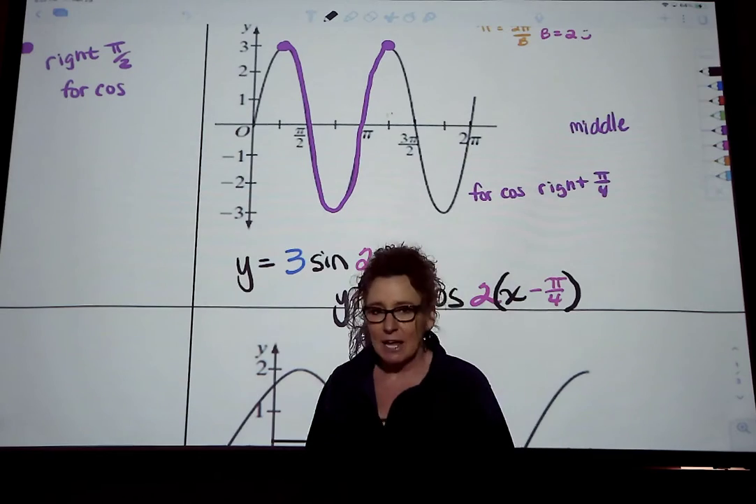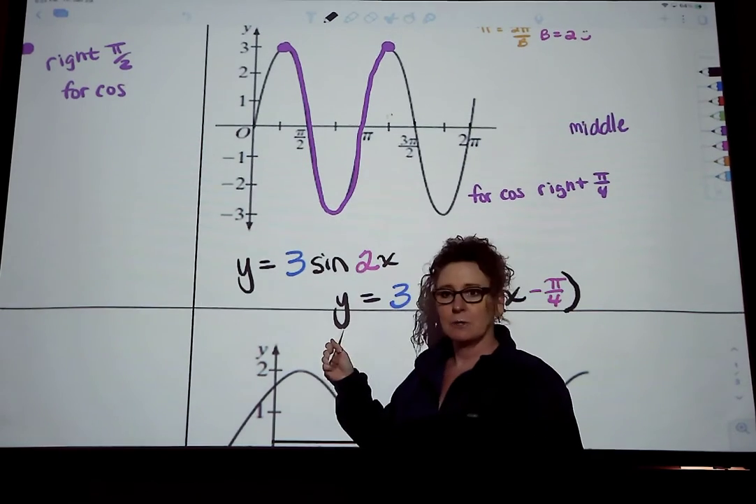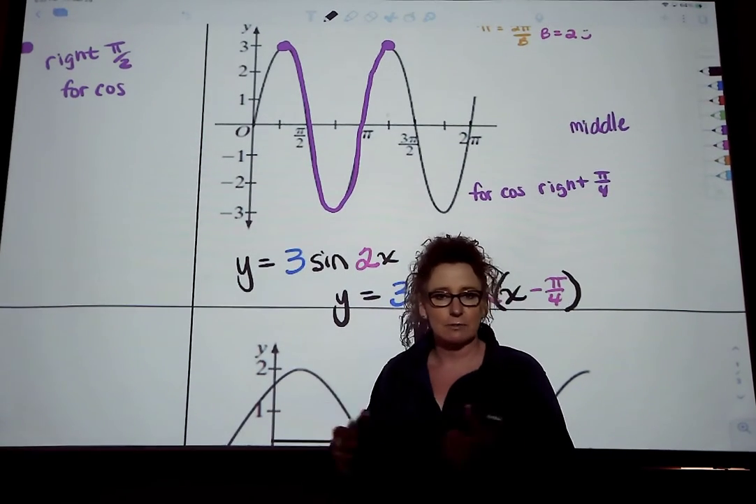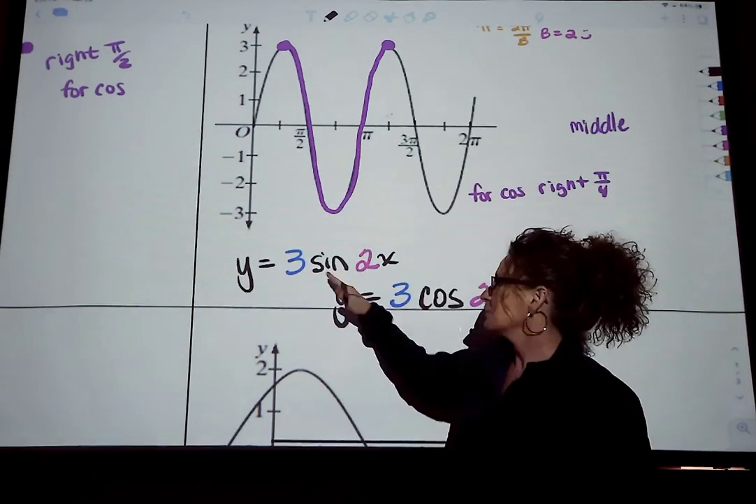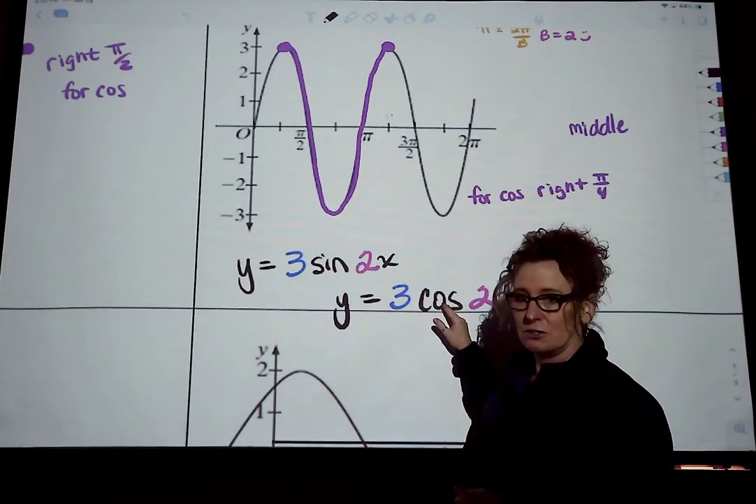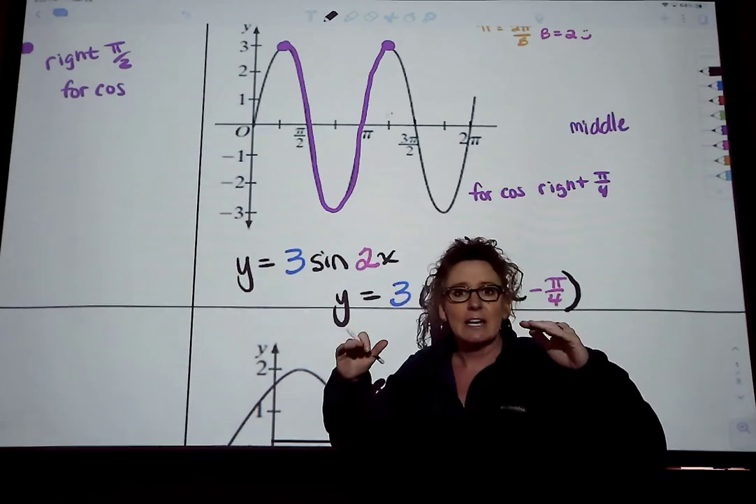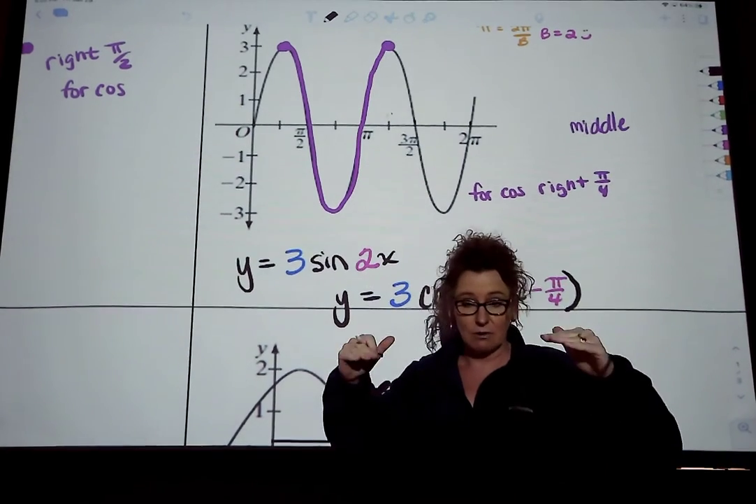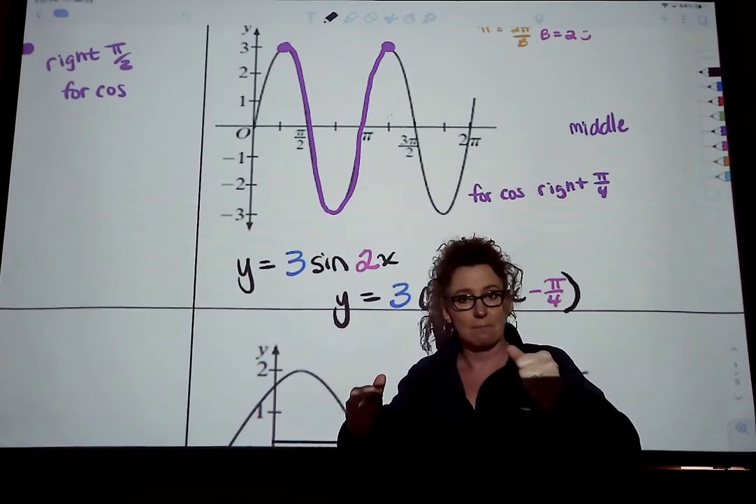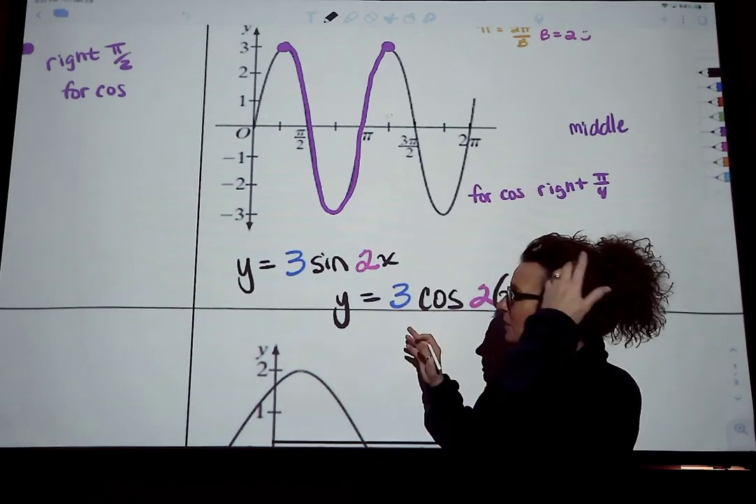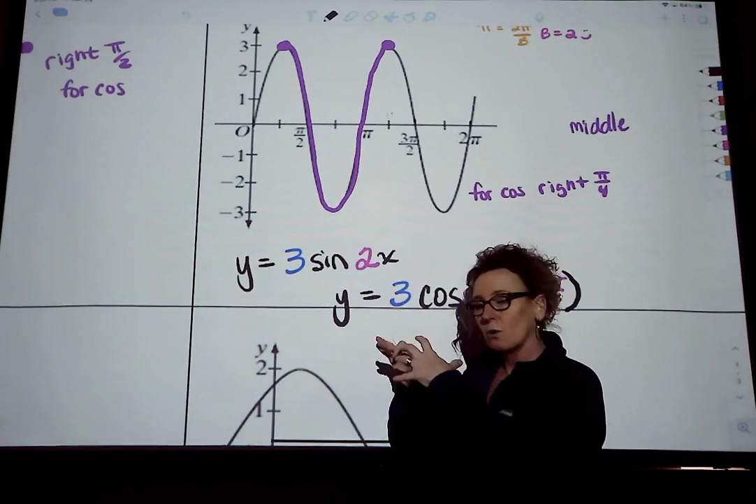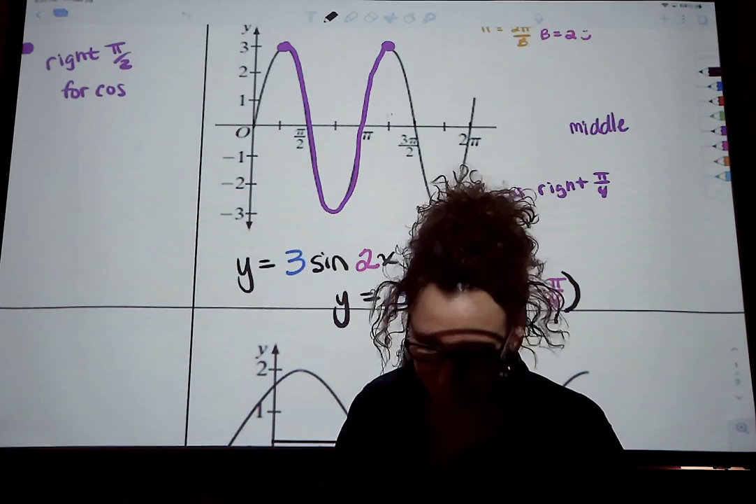Have I mentioned that the only difference between your two equations is going to be a horizontal shift? Have I said that like 2 or 3 times? The amplitude is going to be the same. The b value is going to be the same. If there is a vertical shift involved, it will be the same. The only difference between the sine and cosine equation is there's going to be a horizontal shift.